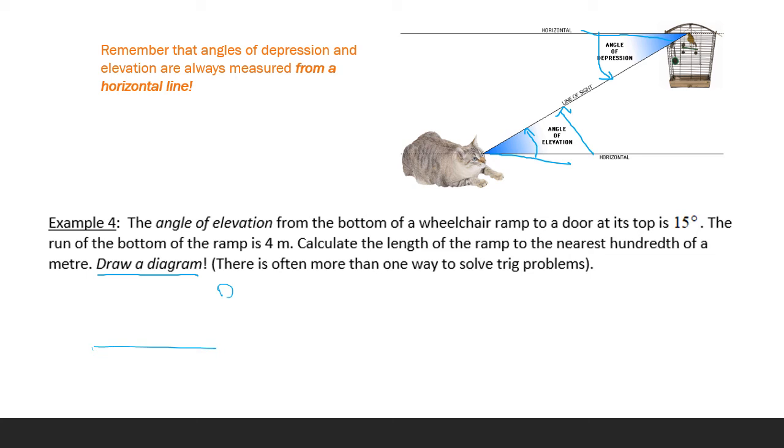Okay. There's my ramp. There's my line down. We have a 90-degree angle here. And this is 15 degrees. It isn't, because it doesn't look like 15 degrees at all, but I have a hard time drawing that. This is 15 degrees. This is the ramp. And then the run on the bottom is 4 meters. We have to calculate the length of the ramp to the nearest hundredth of a meter.